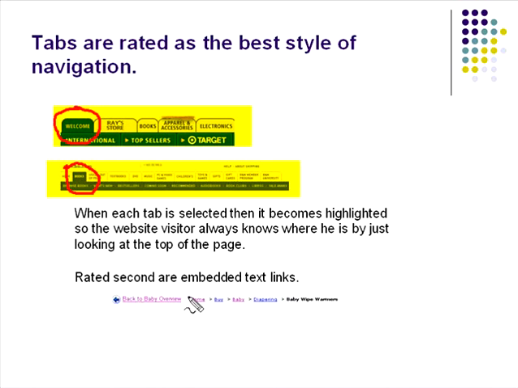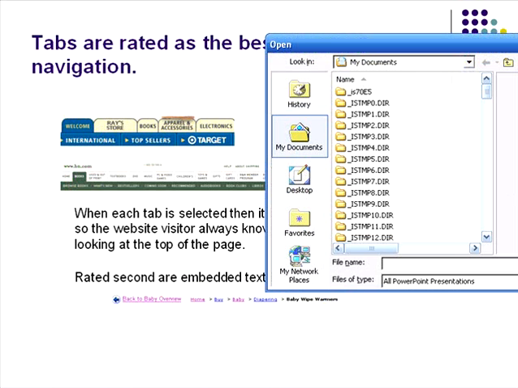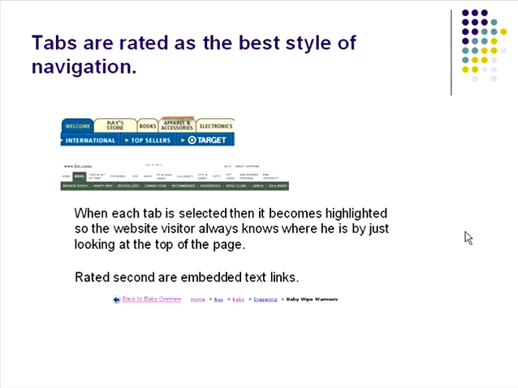Now, rated second is the embedded text link. Here we have an embedded text link where you can always tell where you are. So here you have home, buy, baby, diapering, baby wipes. So you know that right now you are at baby wipe warmers. That's in diapers, under the section of babies, and you're in the section where you can buy. So the embedded text link is also rated the second best in terms of how you can set up your navigation system.